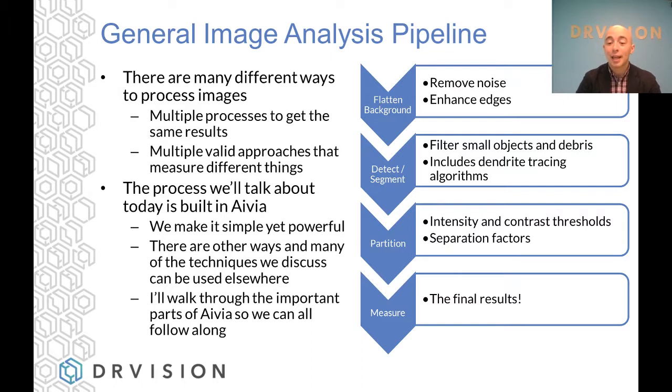This involves things like intensity or contrast thresholds, as well as separation factors for the algorithms that are used. And lastly, once you have these well-partitioned and detected objects, we want to measure. So these are the final results that you'll often get, and they let you objectively quantify the image analysis process.